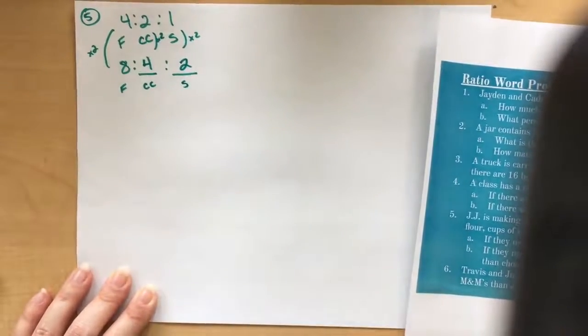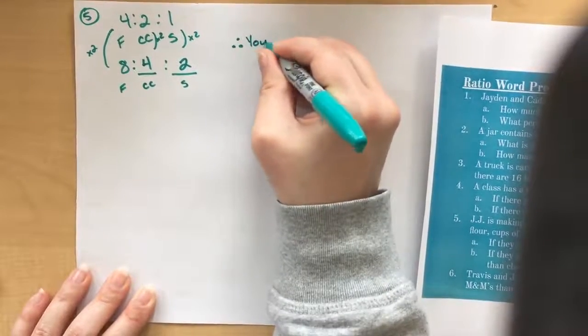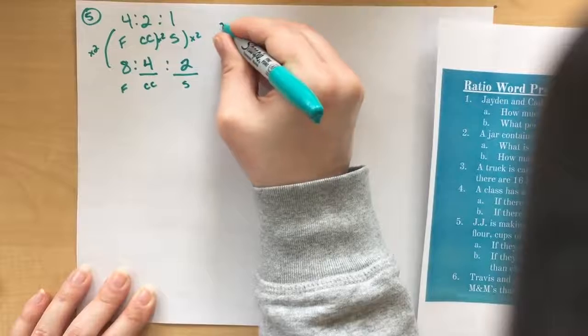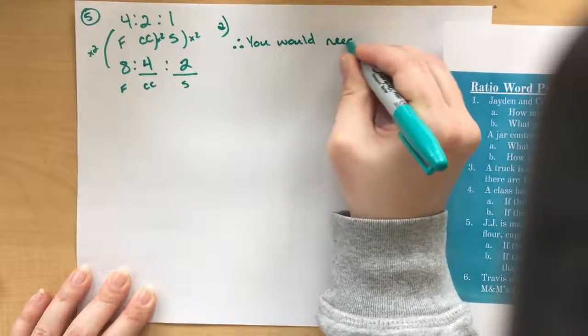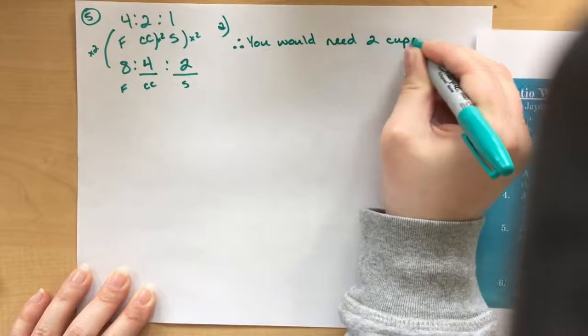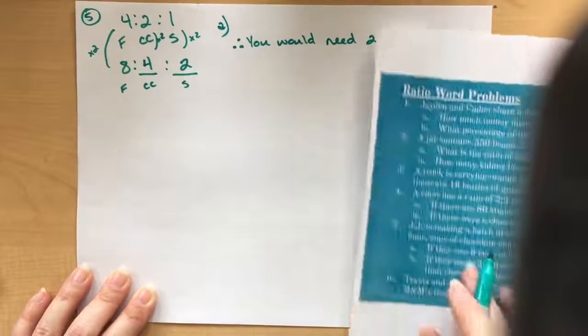And the question was asking then, how many cups of sugar do you need? So therefore, and this is for A, you would need 2 cups of sugar. Okay, that's for A.